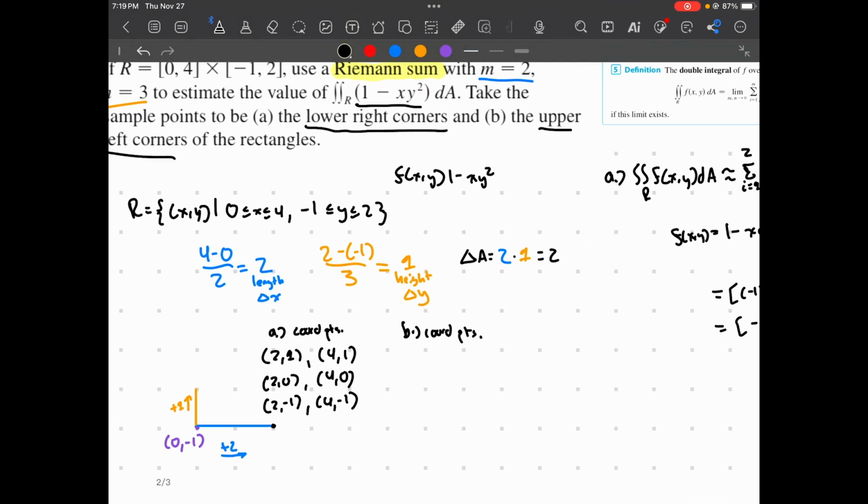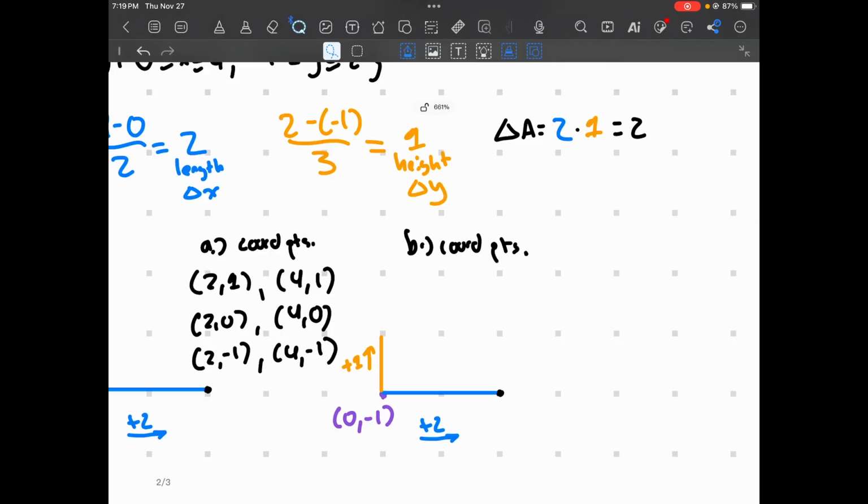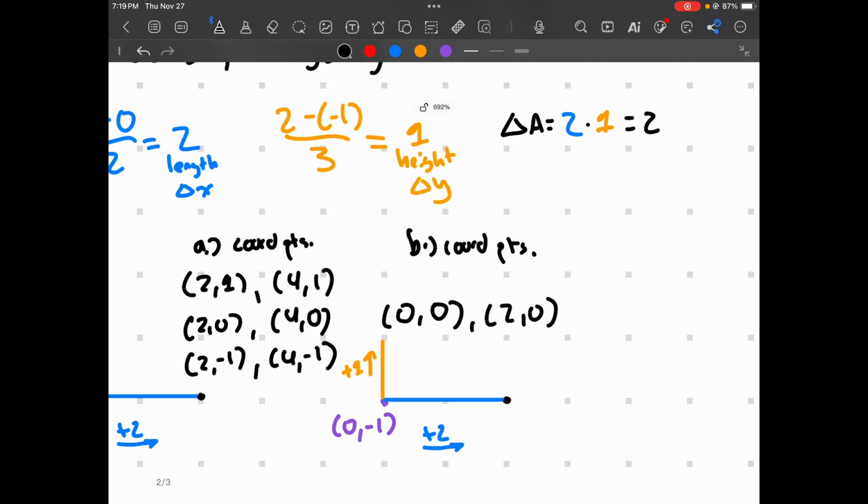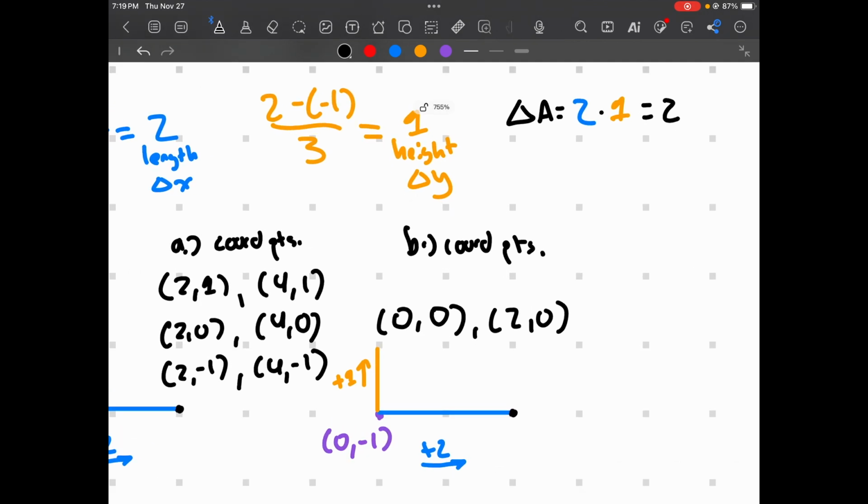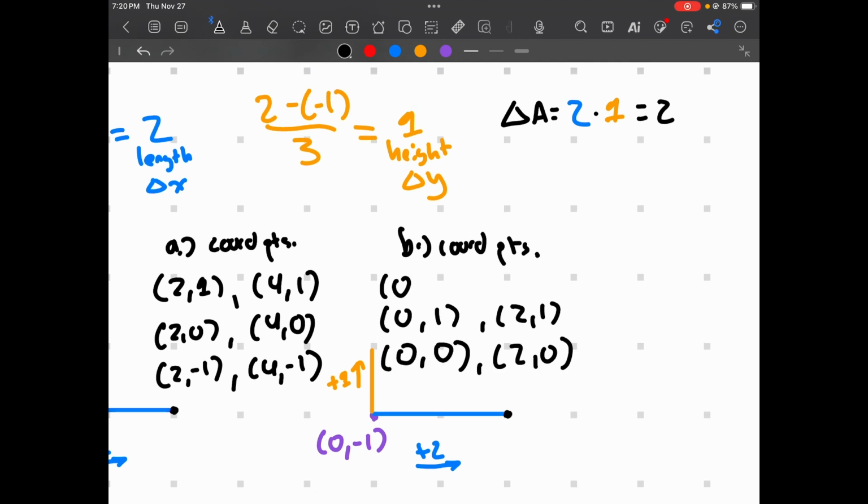For part B, we need to use the upper left corners. For the first rectangle, the upper left corner will be at 0, 0. Adding 2 to the x value, our next point will be at 2, 0. And then the next rectangle will be outside of the bounds. So then we can add our y values. So we will have 0, 1, 2, 1, and then 0, 2, and 2, 2.